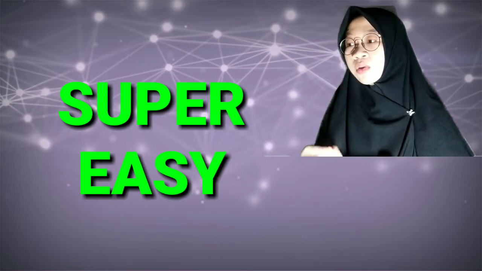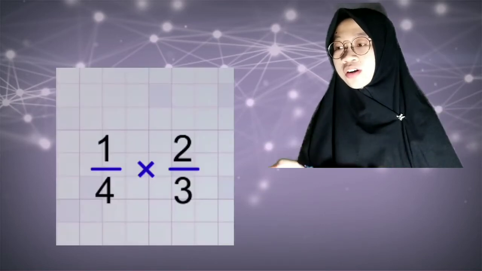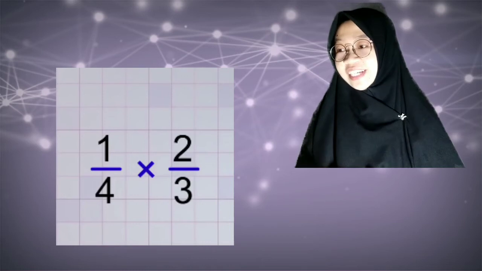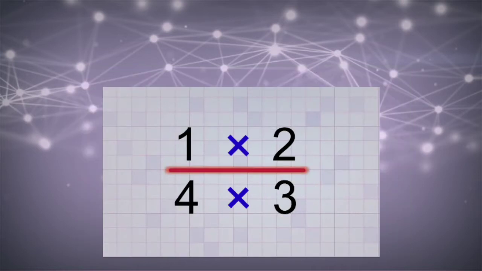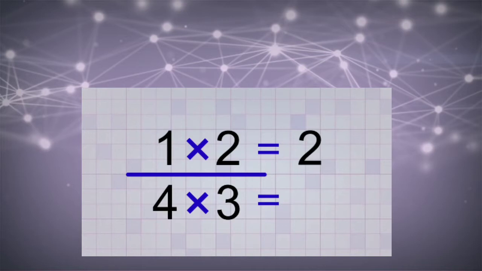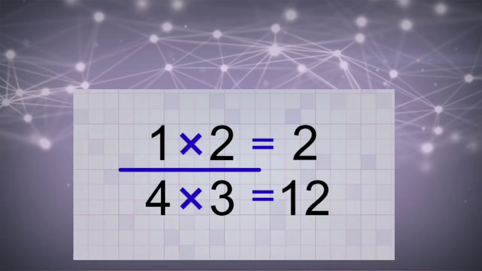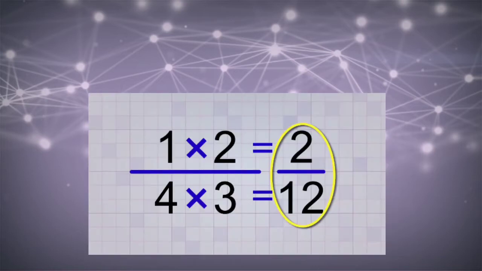When possible, we simplify. For example, 1 over 4 times 2 over 3. Now, it looks like two multiplication problems that are being divided, and it looks just like a fraction. In fact, if we go ahead and do the multiplication, 1 times 2 equals 2 and 4 times 3 equals 12. Then we do have a fraction and it is the answer to our problem.